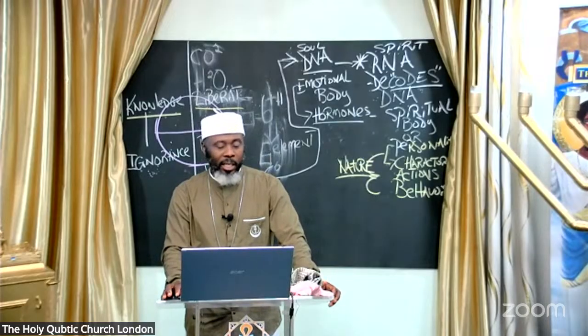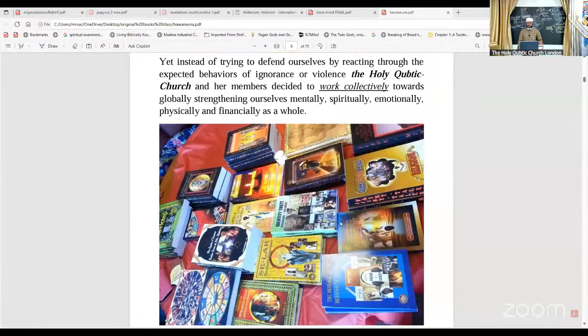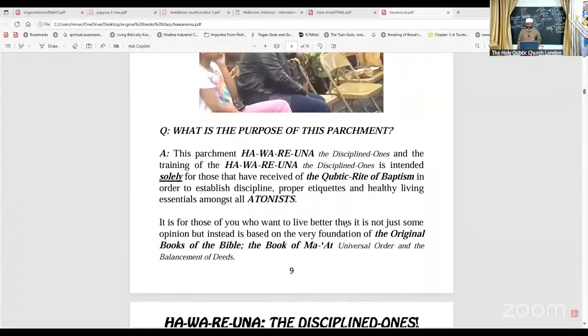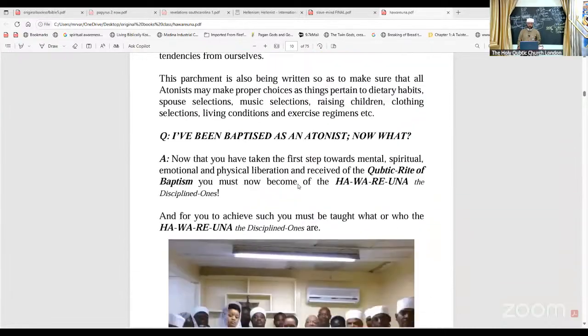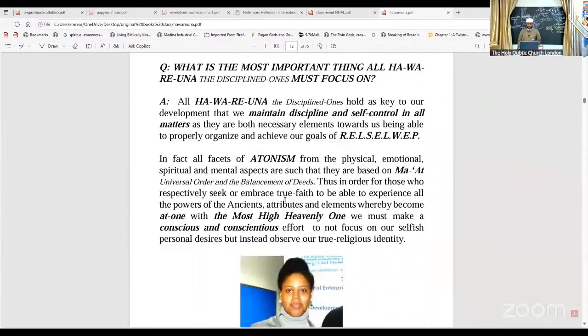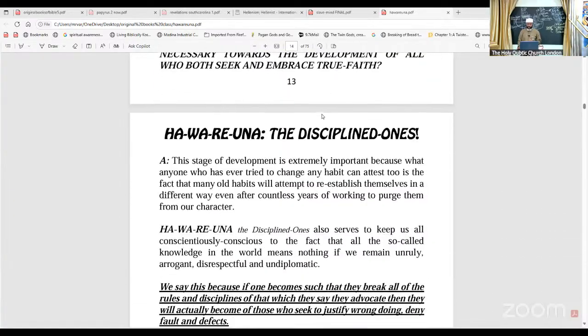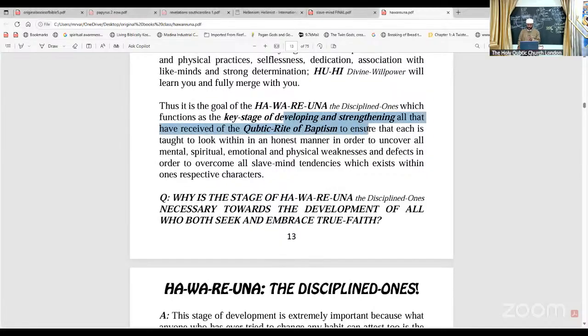Because when I'm writing, people don't understand how I've been trained to write. So they think it's just random. I'm like, no. All right. So here it says, you've been baptized. And then what's the purpose of this parchment? We're going to get down to baptism and bad habits, and it talks about the cryptic rite of baptism.